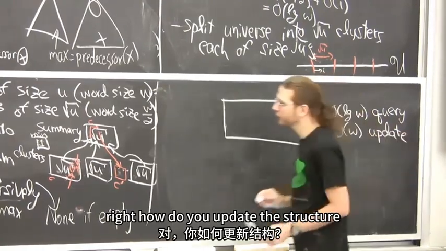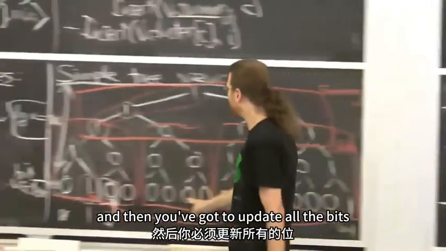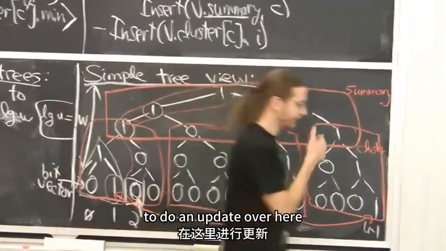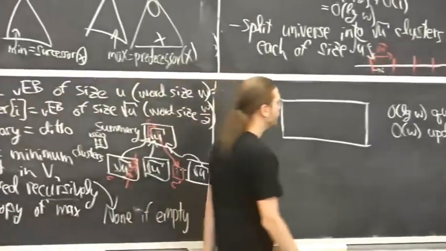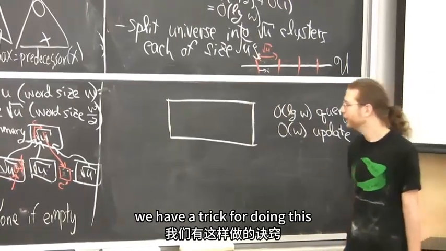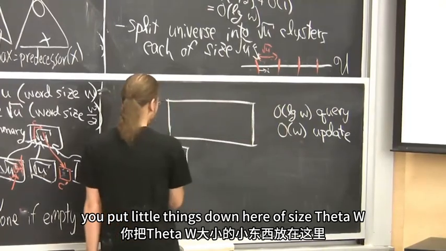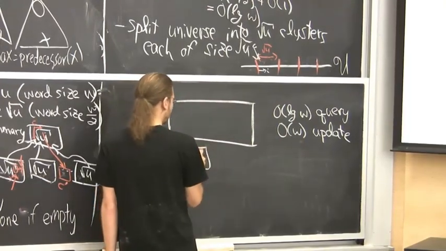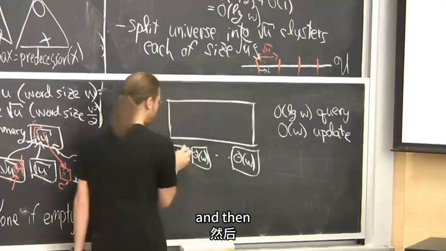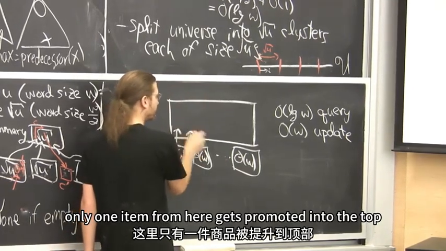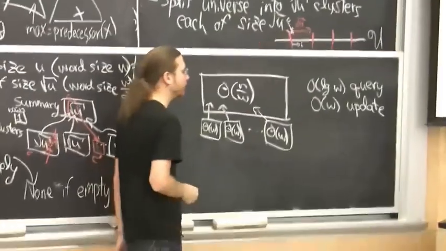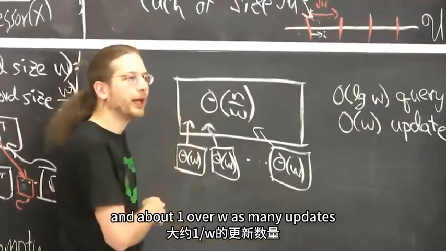How do you update the structure? You update one bit at the bottom, and then you've got to update all the bits up the path. So you spend W time to do an update over here. If updates are slow, I just want to do fewer updates. We have a trick for doing this, which is you put little things down here of size theta W. And then only one item from here gets promoted into the top structure. We only end up having n over W items up here, and about 1 over W as many updates.